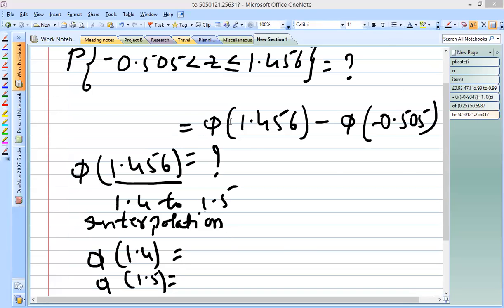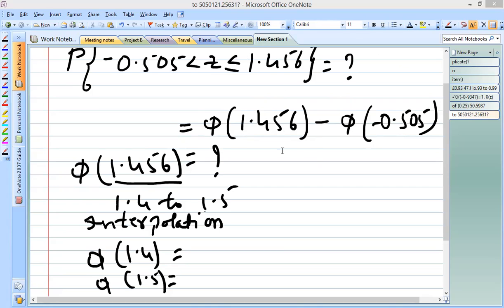So probability minus 0.505 less than z less than or equal to 1.456. We are asked to calculate this, right? So this can be obtained as phi of 1.456 minus phi of minus 0.505. Whatever method you have used for the previous problems, the same method you are going to use. Only the thing is, instead of fx1 of x minus fx2 of x, we'll be writing in terms of phi. So here subtract phi of 1.456 with the value phi of minus 0.505.